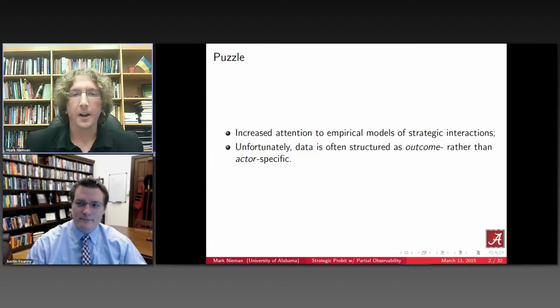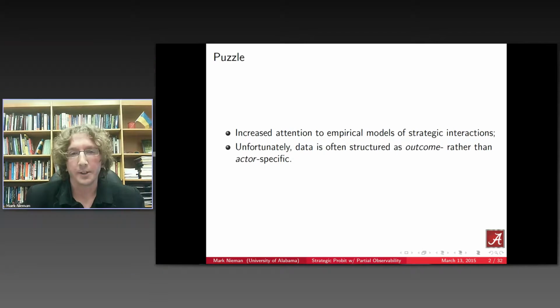So what I'm interested in looking at is that strategic behavior is ubiquitous to political science, and increasingly there's been attention paid to empirically modeling these strategic interactions. These empirical models tend to look at, or try to look at, how one player's actions may be affected by what they expect another player to do.